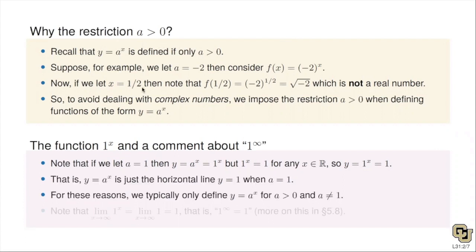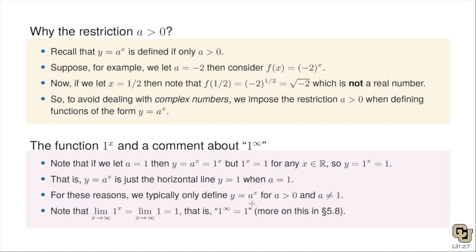So, when we're looking at the function a to the x, we typically only look at positive numbers because we don't want to deal with any complex numbers. And we always typically look at where a is not equal to 1, because the case when a is equal to 1 is not interesting. It's just a horizontal line.